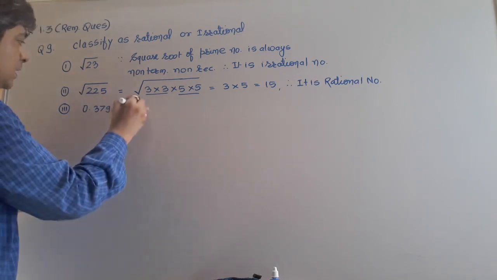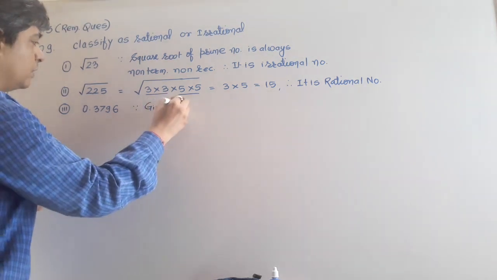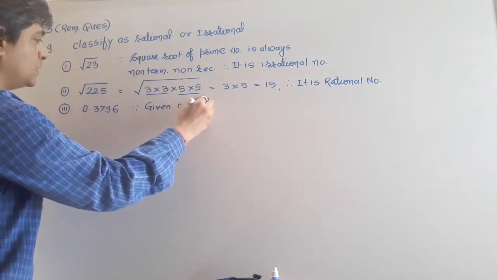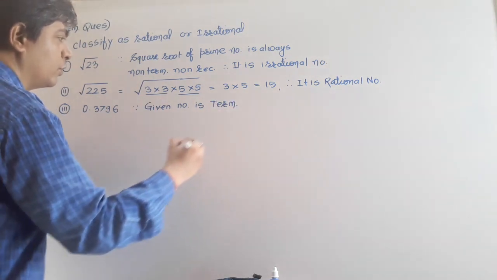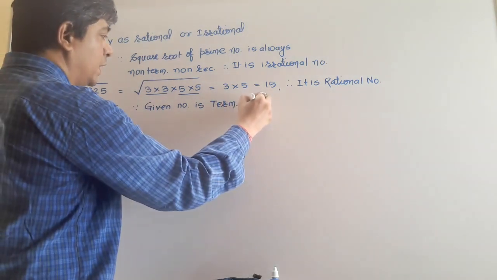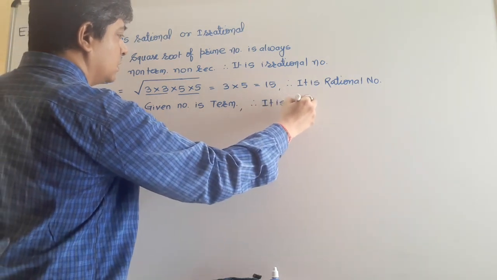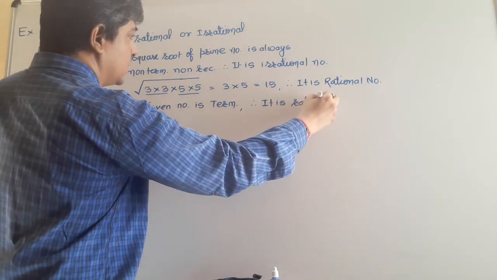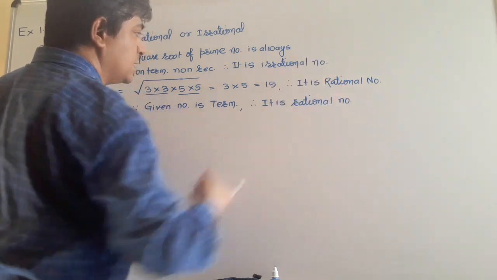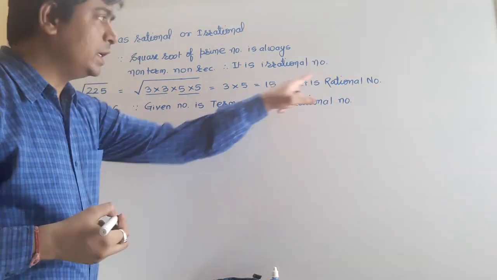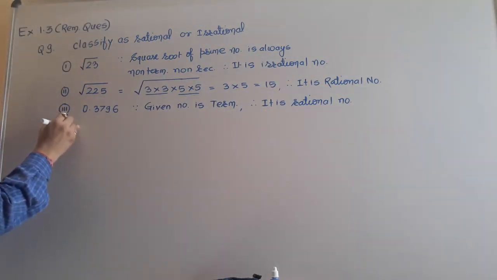So you can say here, since the given number is terminating, therefore it is a rational number. Okay, since it is terminating, it is rational. Since it is an integer, it is also rational. Okay, now let us see part number 4.